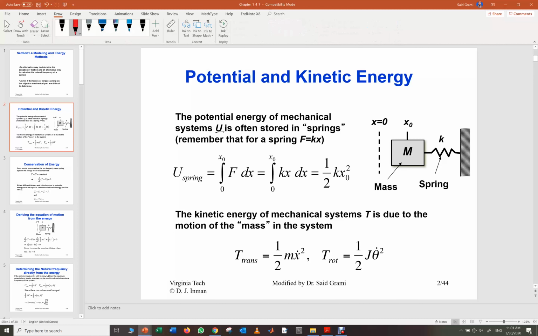It is often stored in the spring. So the potential energy is usually in the spring. So if we have a spring in the system, we have a potential energy. Remember that the force in the spring is F equal to kx.